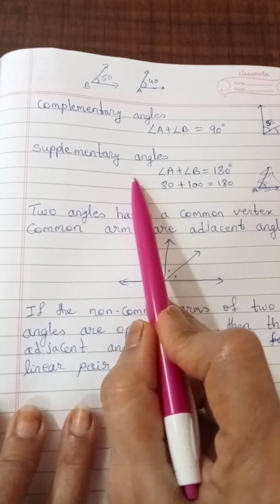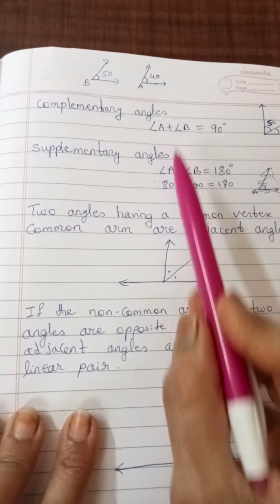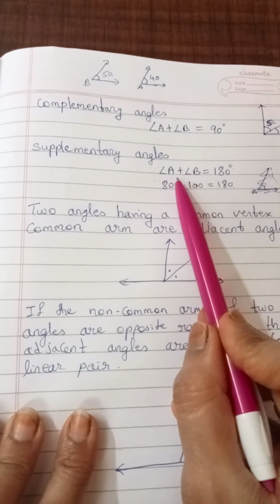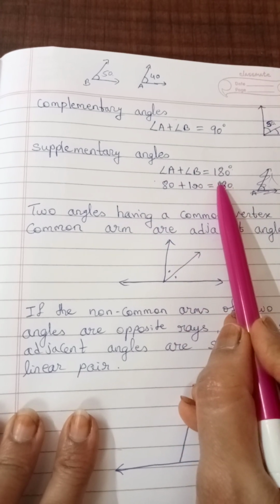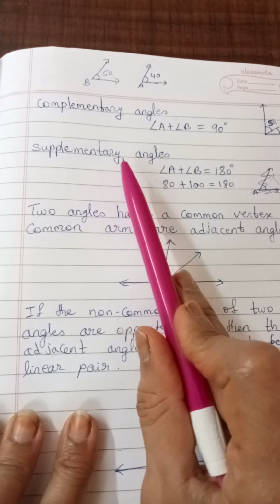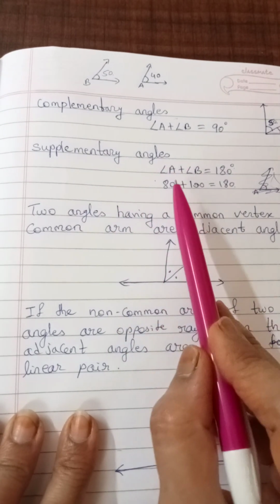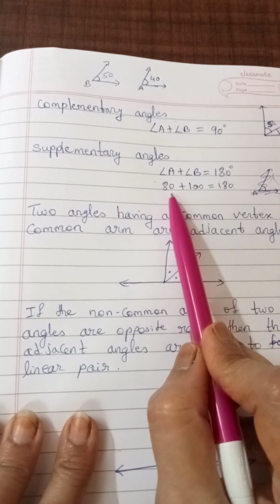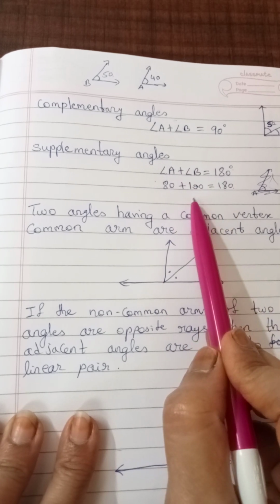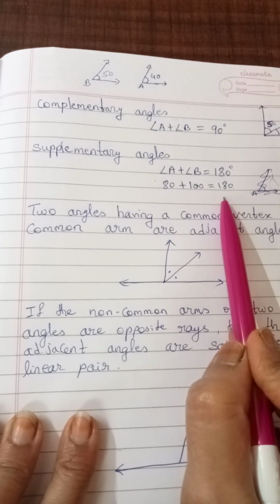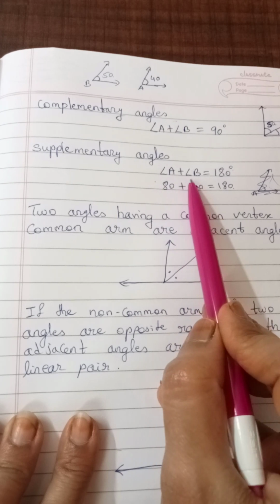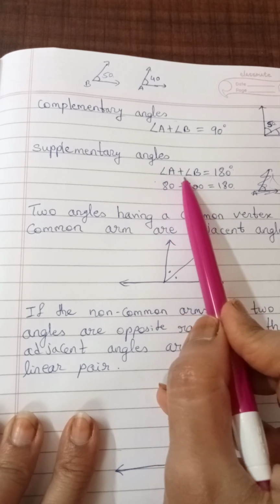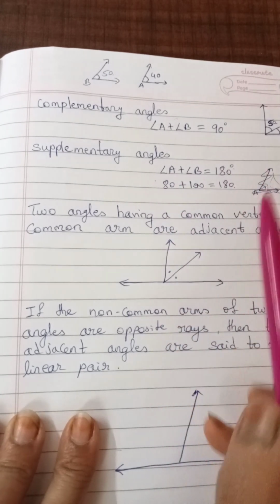What do you mean by supplementary angles? Similarly, if the sum of the measurements of two angles is exactly 180 degrees, then such types of angles are called supplementary angles. Suppose angle A is 80 degrees and angle B is measuring 100 degrees. And the sum is what? 180 degrees. So these two angles are said to be supplements of each other. That means they are supplementary angles.